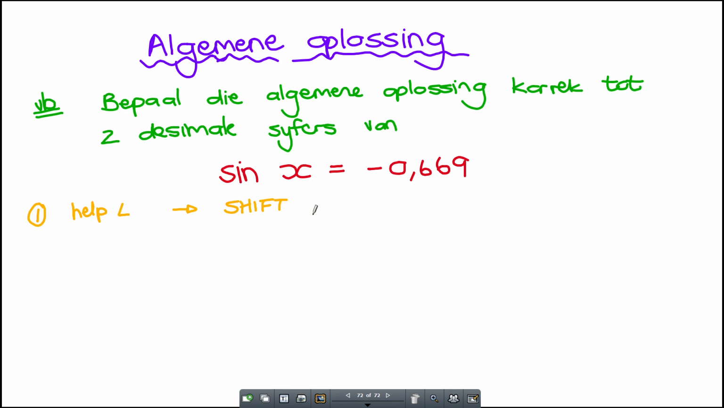Okay, so I'm going to press shift sign minus 0, without the minus. 0,669. Ek gaan daar vir jou skryf. Don't use the negative sign. Okay. Nou, hoeveel kry ons dan? Wie gaan vir my sê?